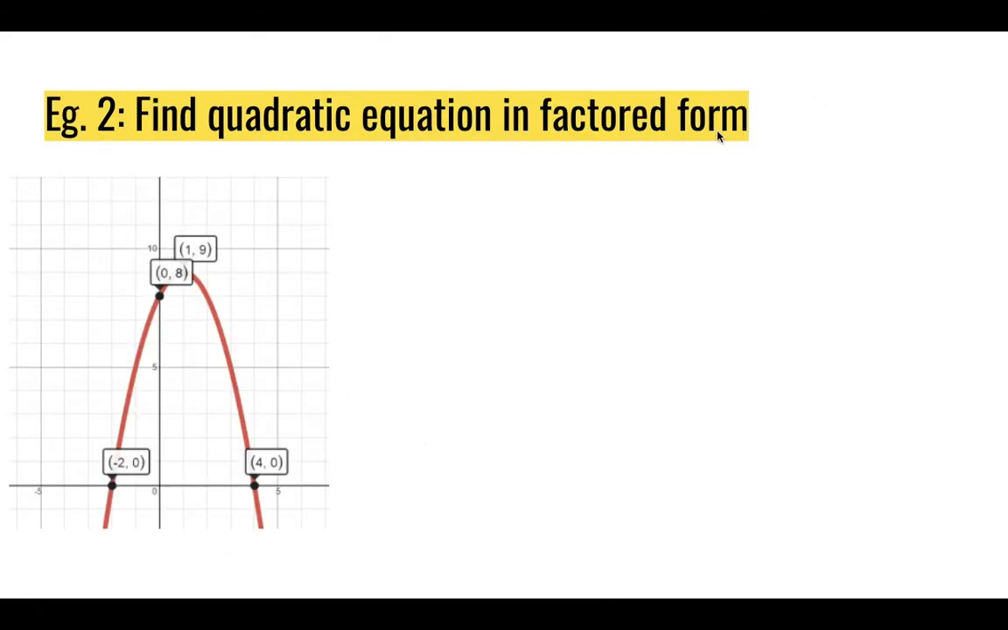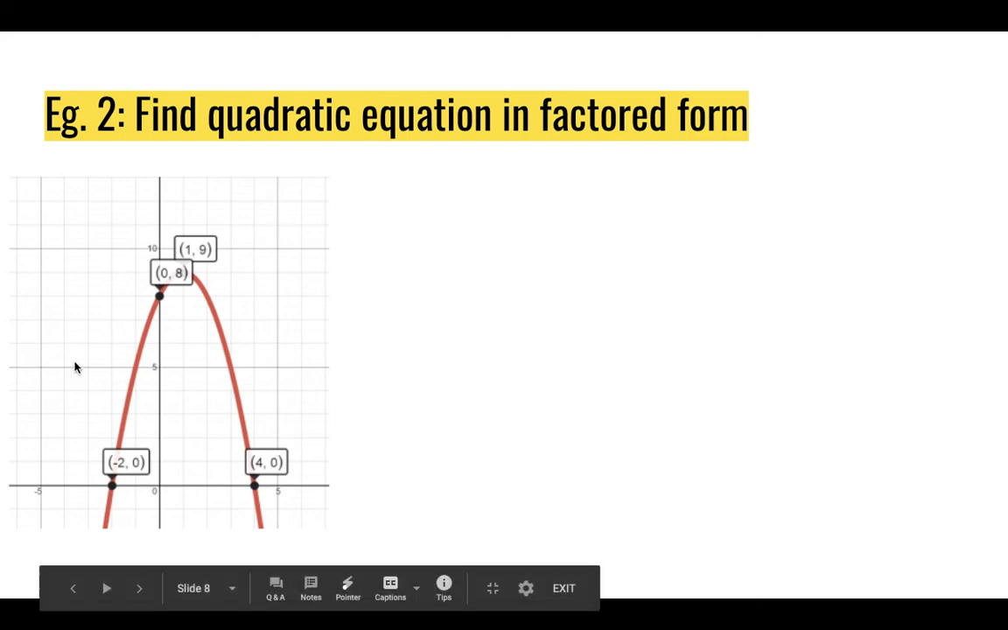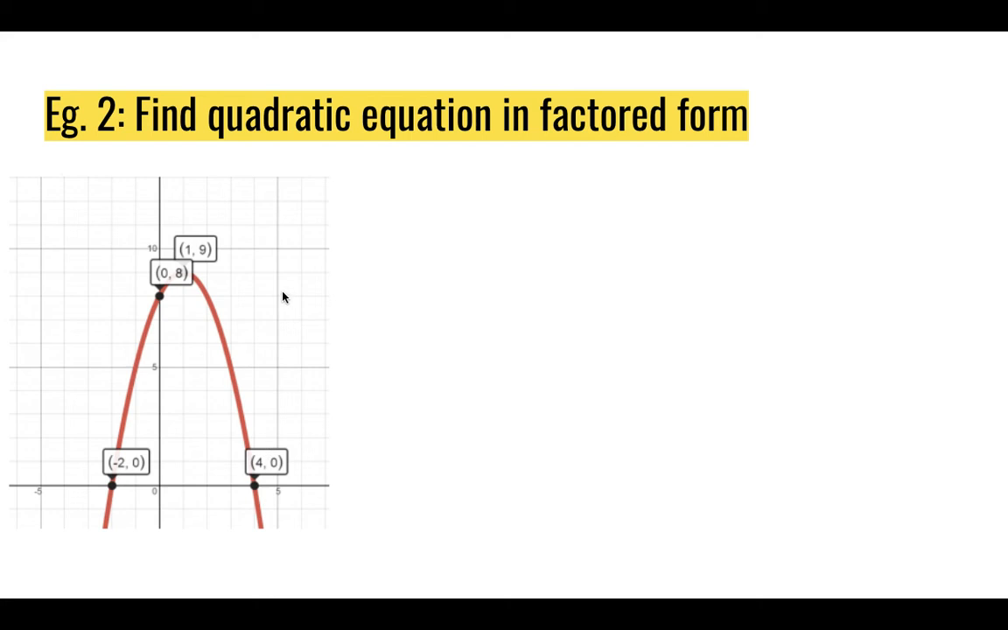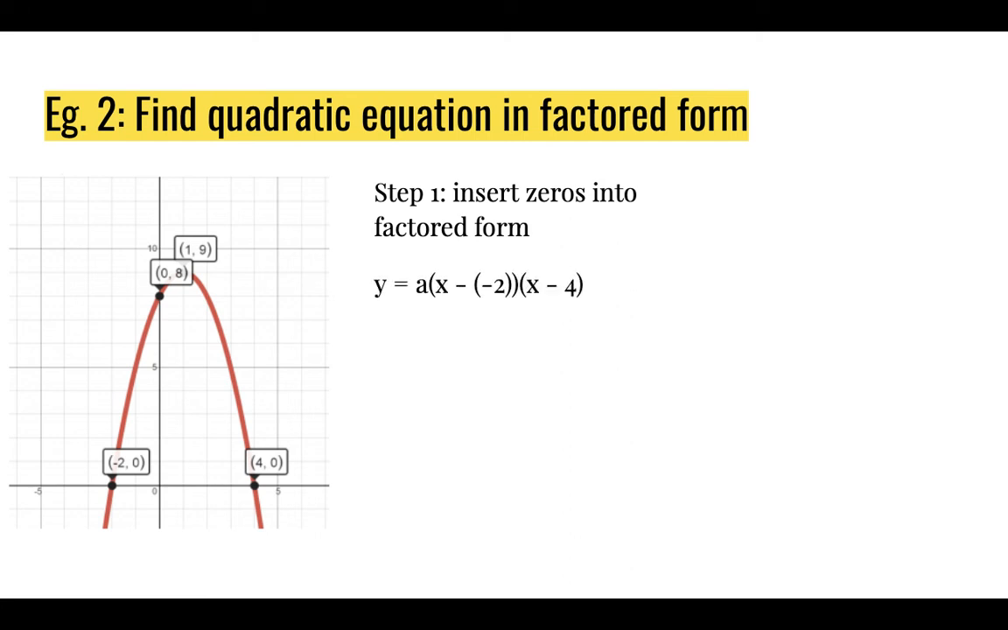Okay, next one. You're shown the graph and you need to find the equation in factored form. It shows you what your zeros are and you have more than one point. So we're going to follow the exact same steps that we just did in example 1. So our first step, again, insert the zeros into your factored form equation. So you're going to do x minus negative 2, okay, and then x minus 4.